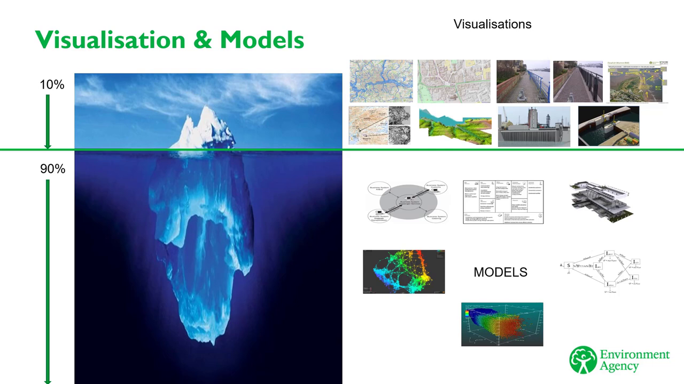Models are more complex and act as containers for information, which can mature over time. Remember the Environment Agency EA work stages 1 to 7. A model evolved over those work stages to become more detailed and useful.